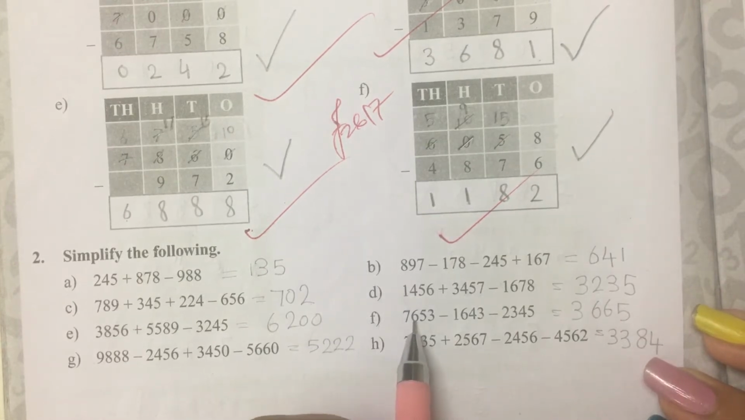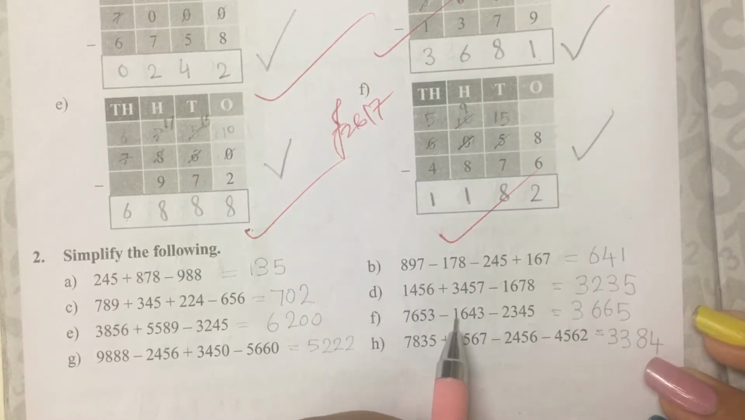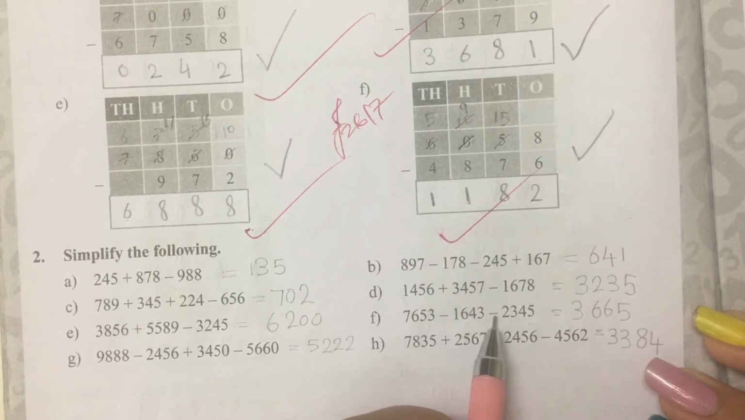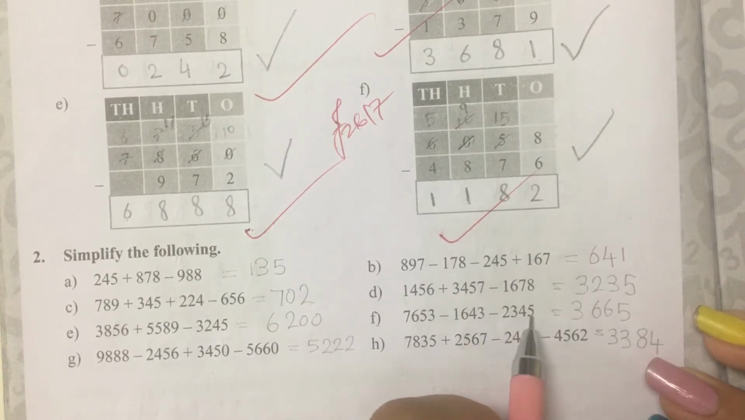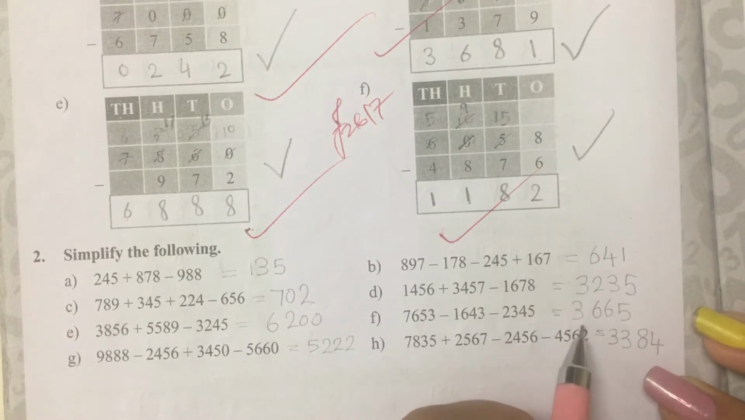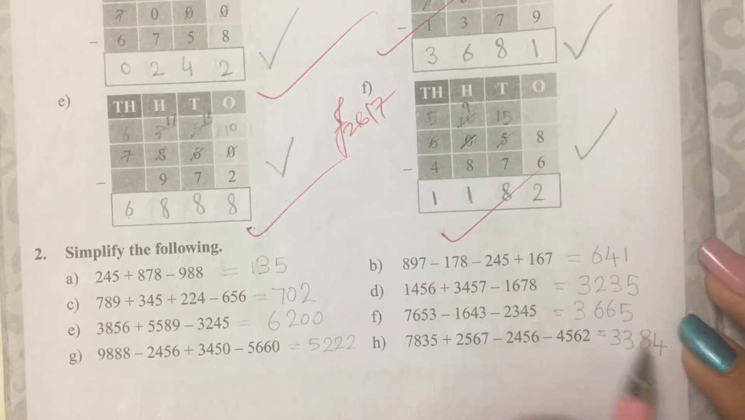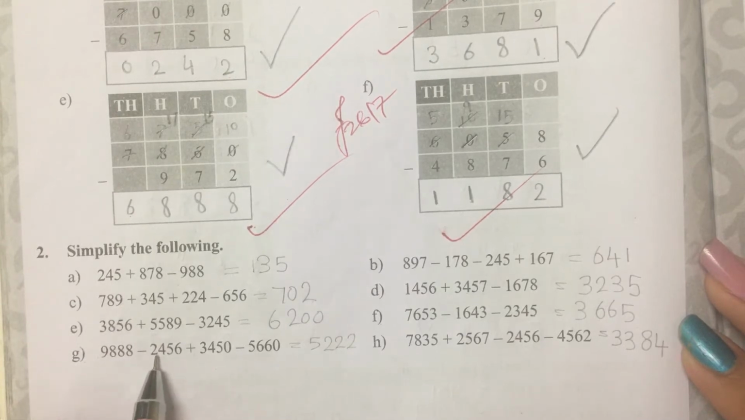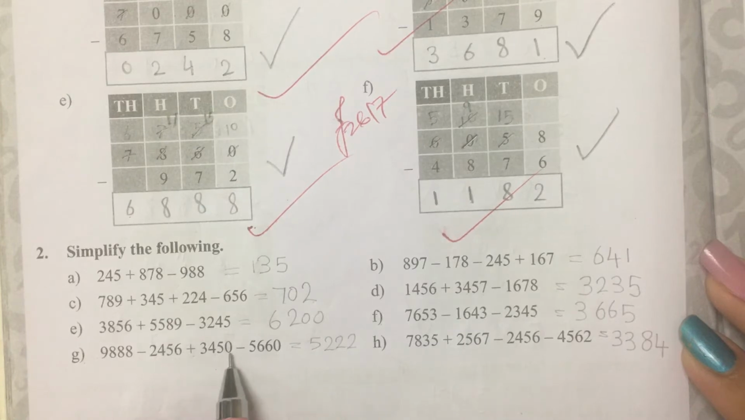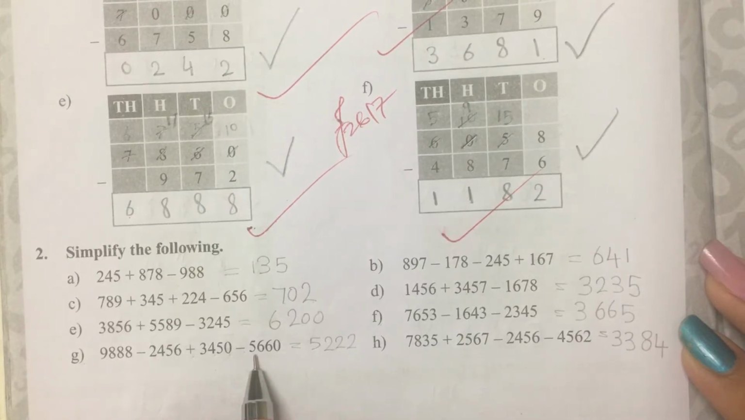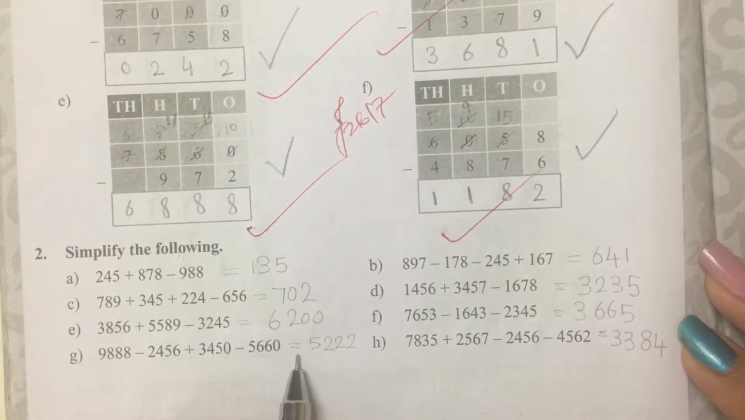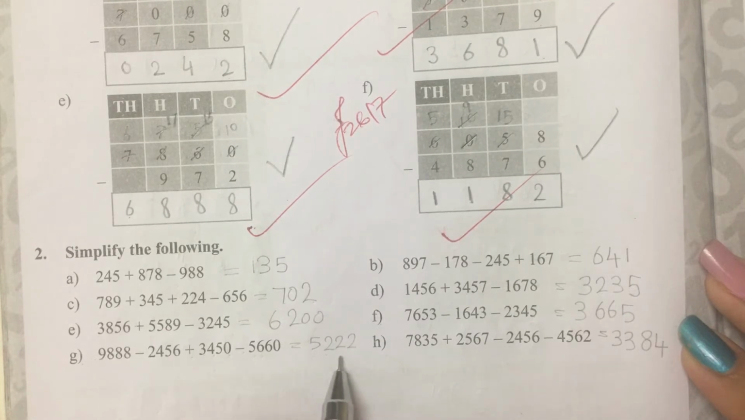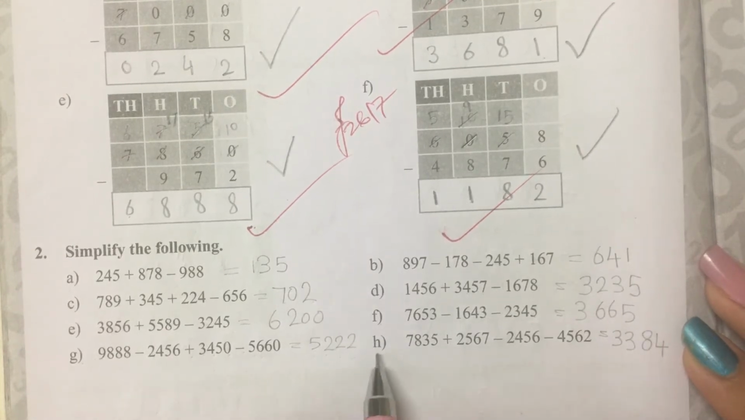F. 7,653 minus 1,643 minus 2,345. The answer is equal to 3,665. G. 9,888 minus 2,456 plus 3,450 minus 5,660 equals 5,222.